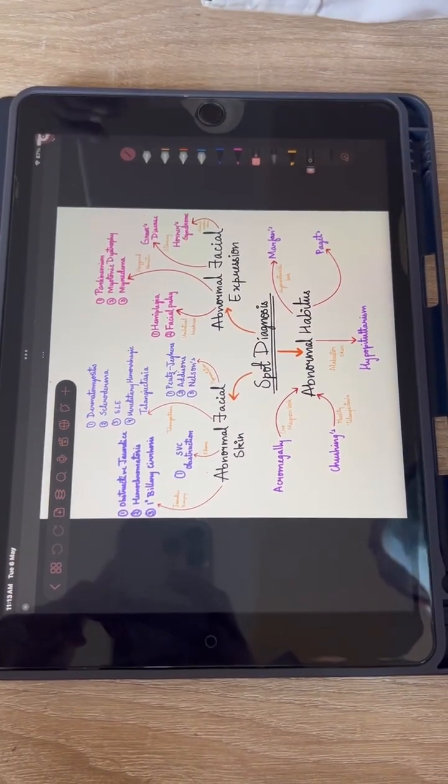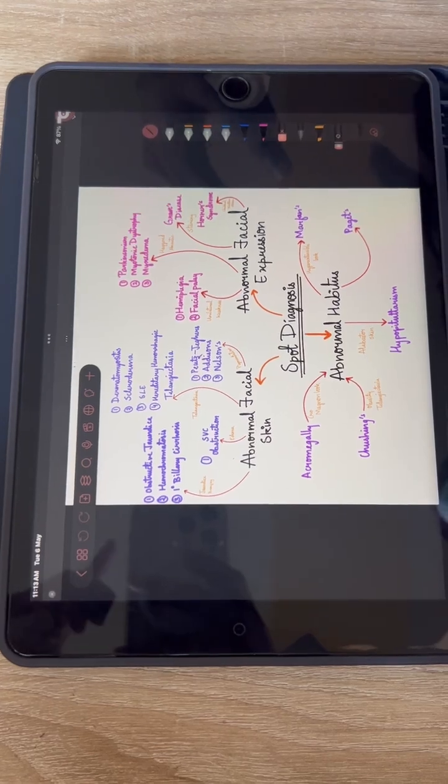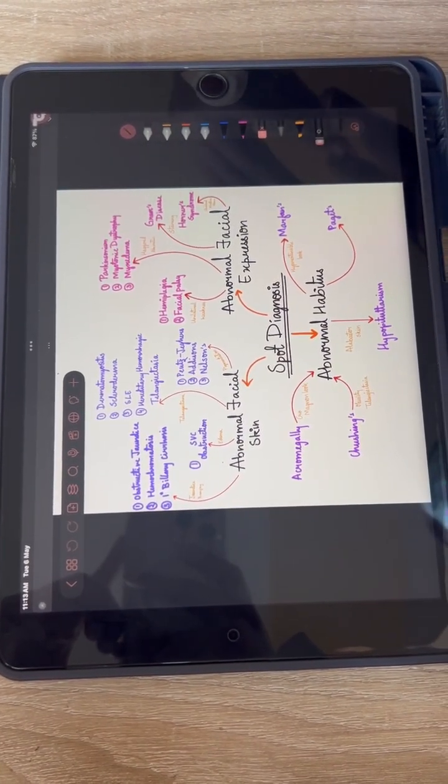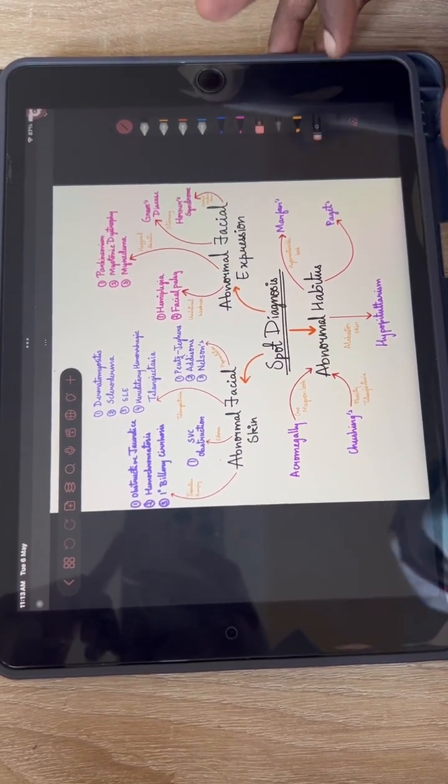Okay, guys. So let's continue. The facial expression of our patient is going to give away a lot of indications about the disease that the patient is suffering from.